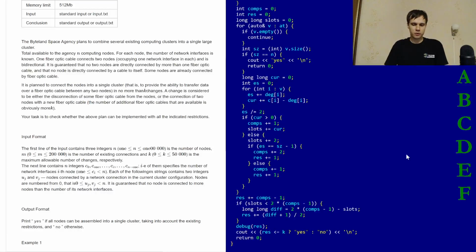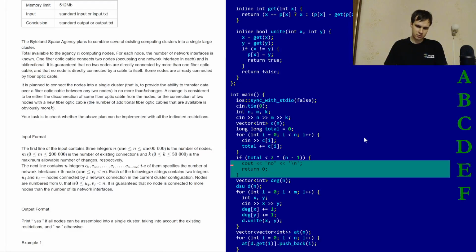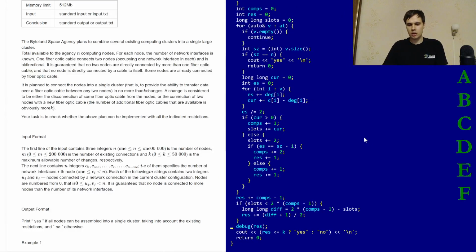But we know that we will always be able to succeed because we already checked that the total is at least 2 times n minus 1, so we don't need to care which edges inside the components we actually remove. We just take any of them. And we know that we will be able to find such edges. And yeah, that's it. We just compare the number of changes we made with k, and print yes or no.